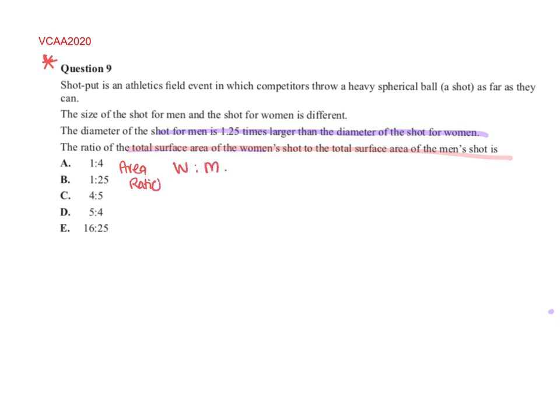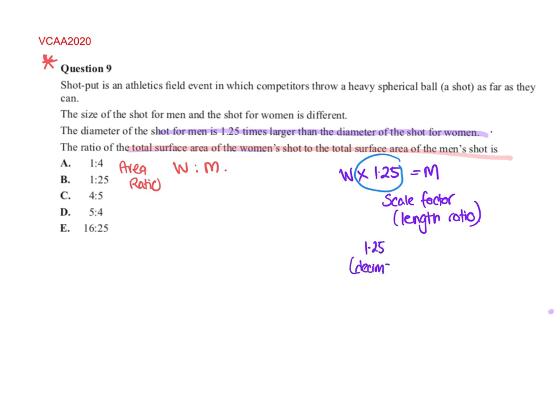So up here highlighted in the purple, they gave us a length. They said that if you had the women's and you times it by 1.25, you get the men's shot put. So really we got given a ratio. This is like the scale factor, or the length ratio. But it's in a decimal. So because you've got 1.25, that's a decimal. You want to make it into a fraction because our ratio is like a fraction.